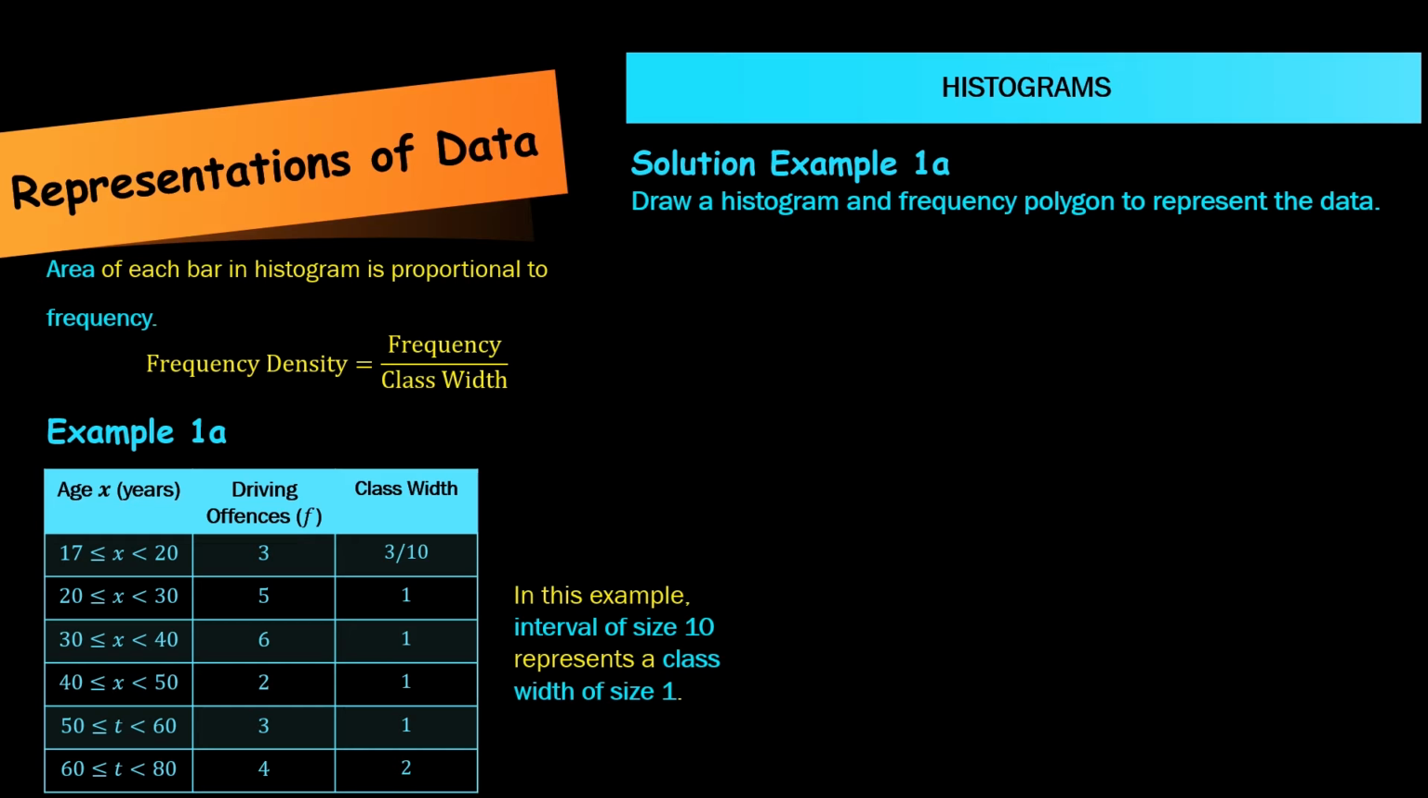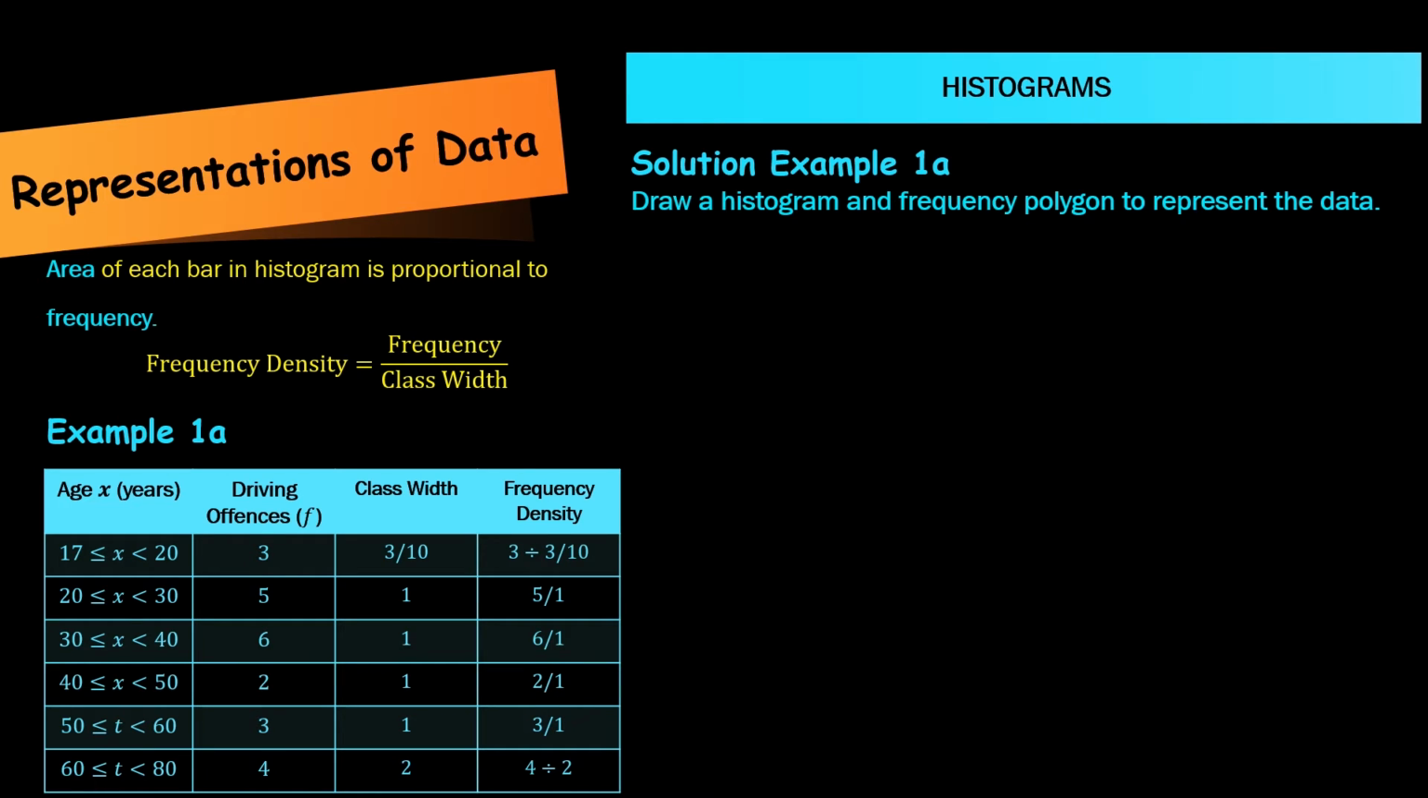So an interval of size 10 represents a class with width of size 1. Here, here, here, and here. And therefore, the 17 to 20 category is of size 3/10, and the 60 to 80 category is of size 2 because it's twice as big.